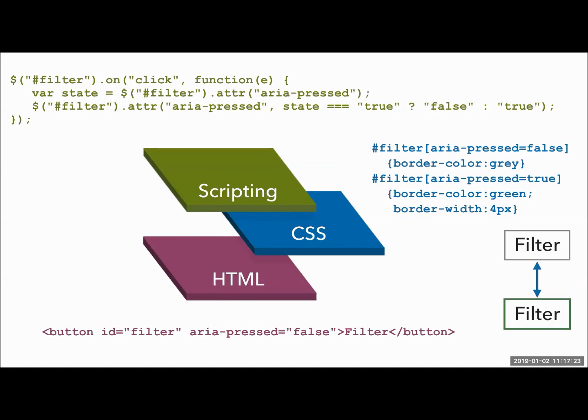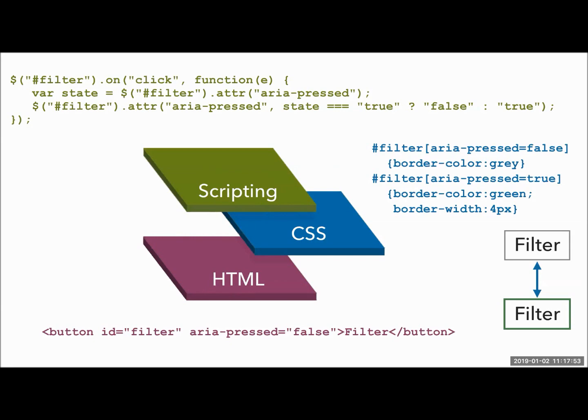We can define our default styles for that filter when the ARIA pressed attribute is set to false, and the square brackets there in our CSS allow us to define those styles in that particular state based on that ARIA attribute as defined in our markup or as manipulated via scripting. We can also define our pressed equals true state styles. In this case, we change the border color and increase the width of that border style.